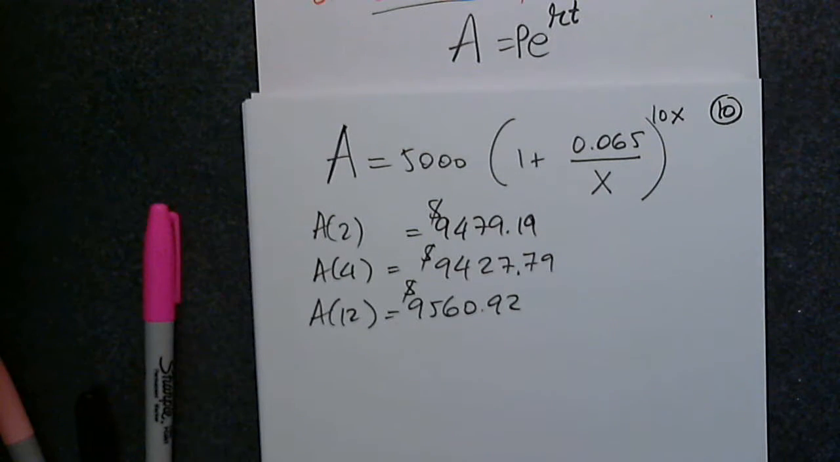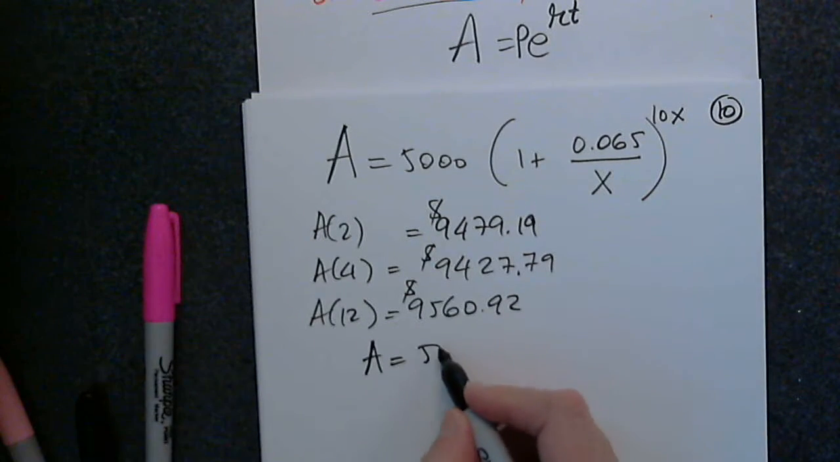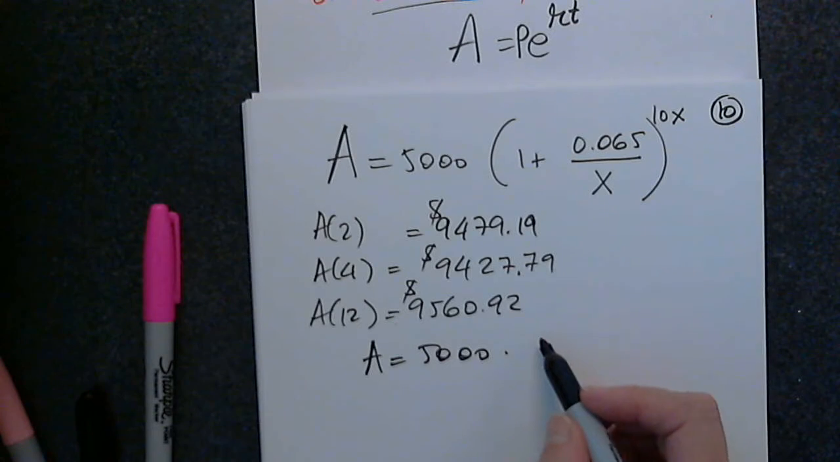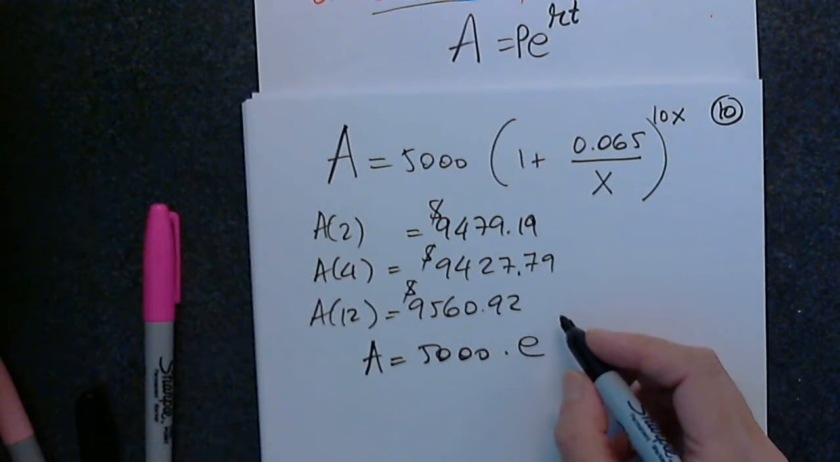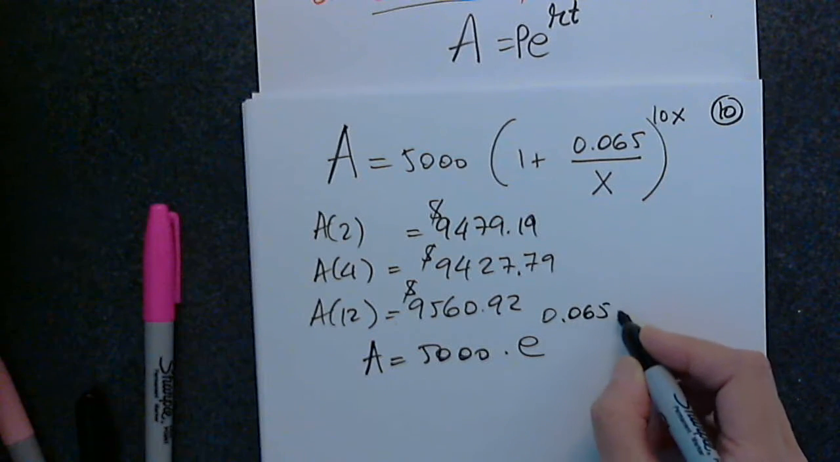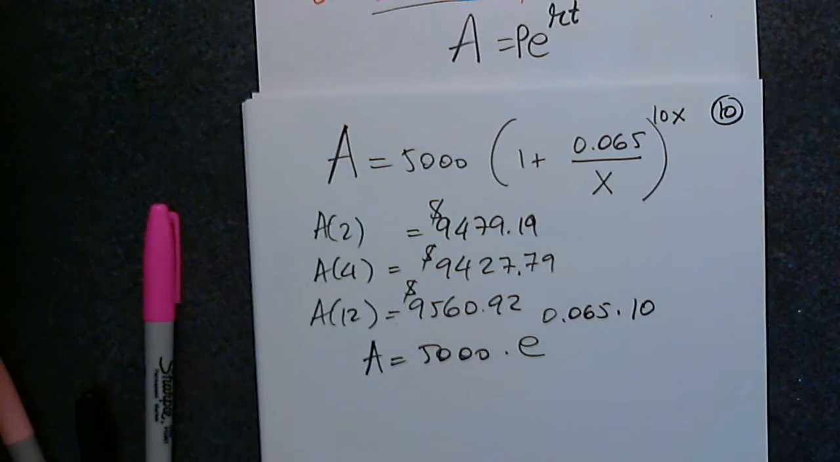Okay, so now the last one, which is the continuous, is 5,000 times e raised to RT, R being 0.065 and 10 being t.